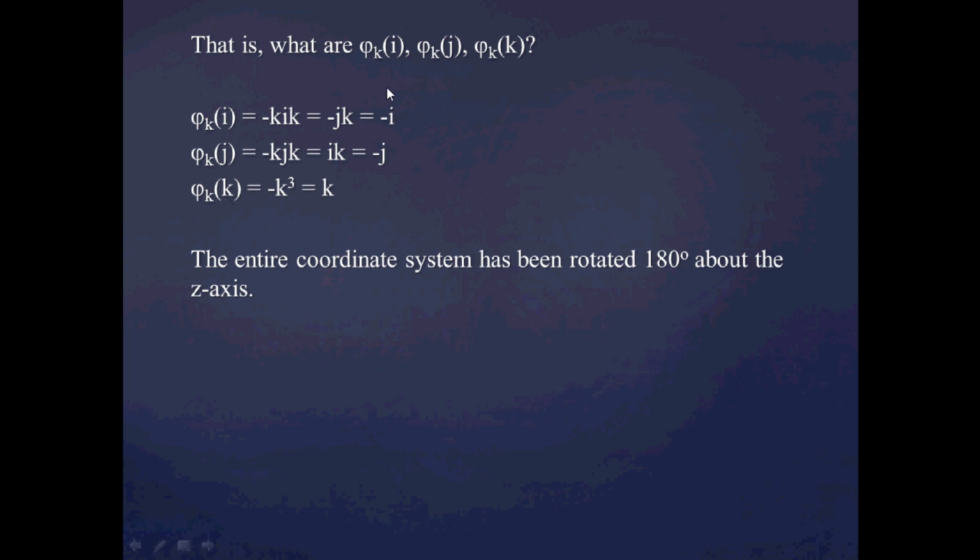So what is this operation phi sub k doing? It is rotating the entire coordinate system 180 degrees about the z-axis. So this is a pretty significant result. And I encourage you to visualize this, see what's going on with this phi sub k, and understand why this is a rotation as opposed to just being a reflection.